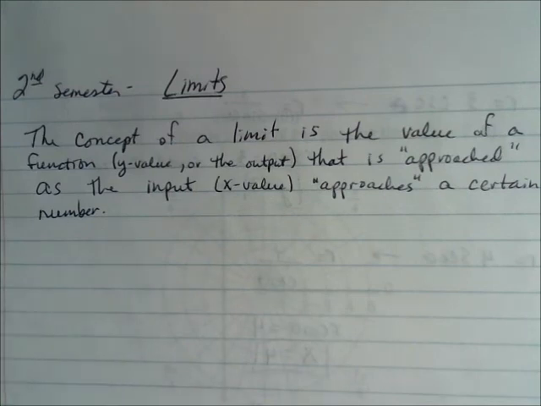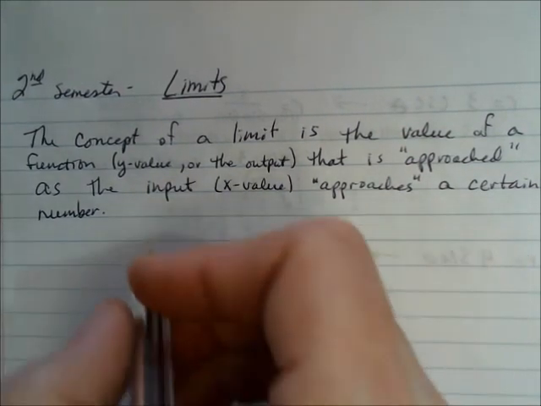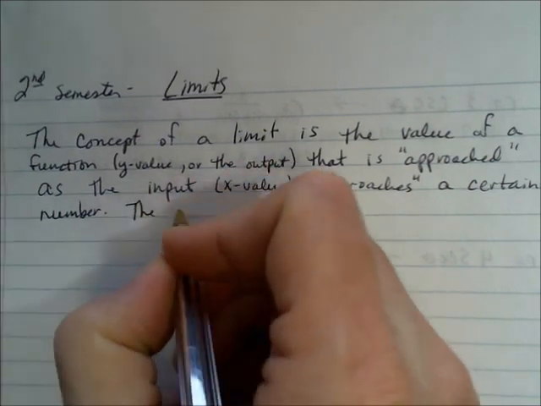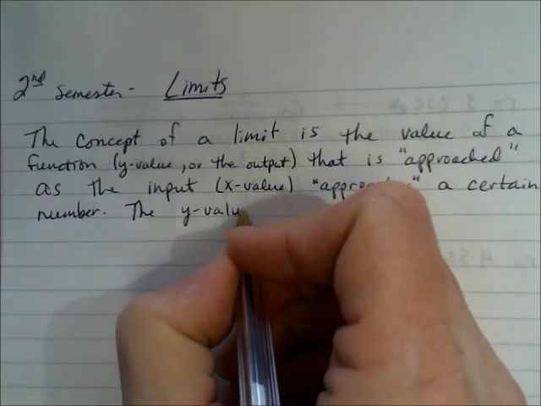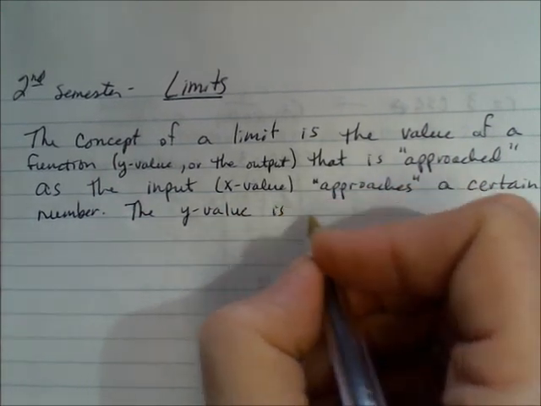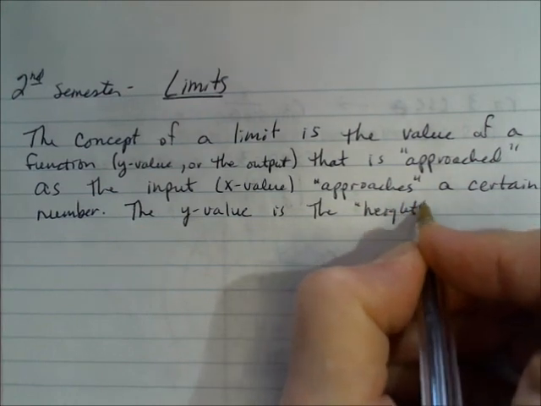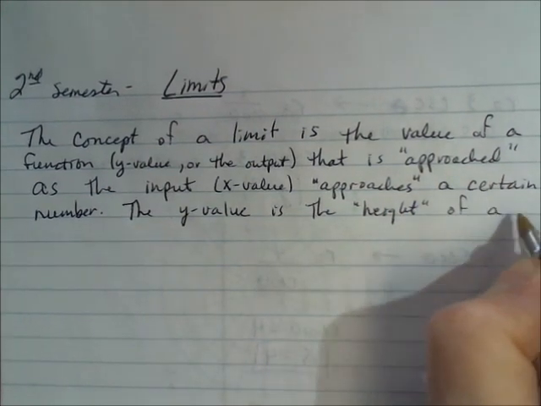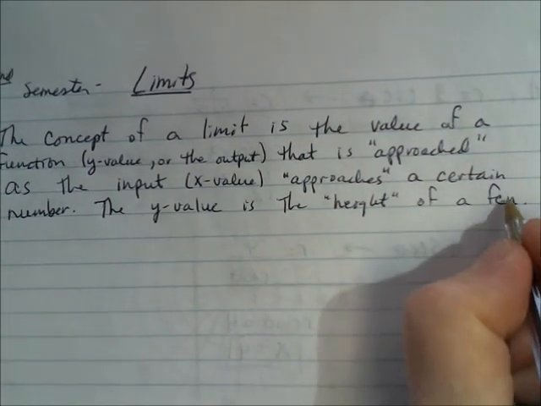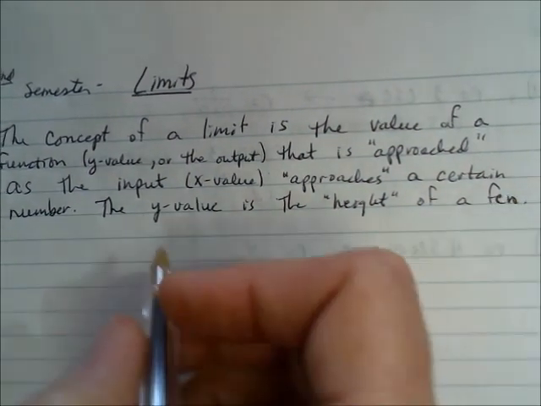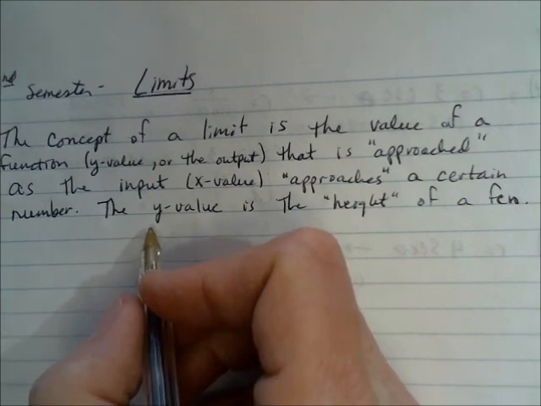Okay, a limit, the y value or the output, that is the height of the function. Keep that in mind when you are looking at something graphically. The y value is the height of a function. I abbreviate function FCN. All right, so we're looking graphically sometimes at the height of this.